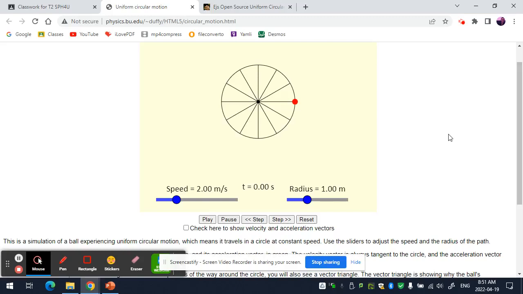Okay, everyone. How many things apparently can I change about this diagram? Only two things. What and what? Speed and radius.